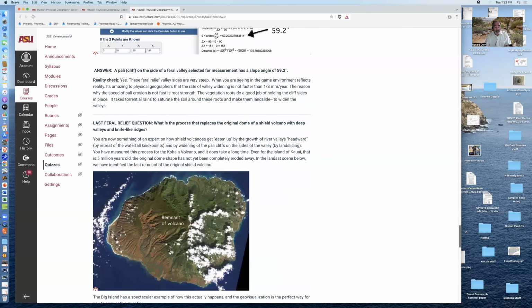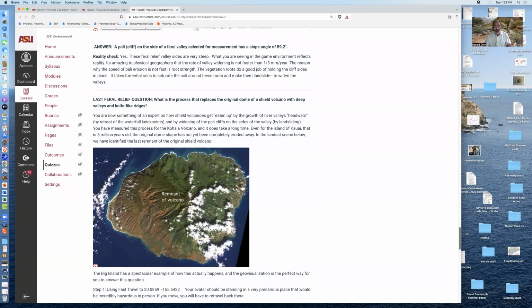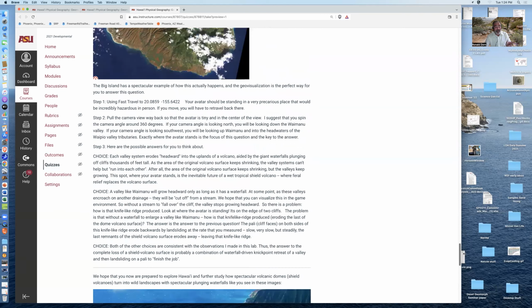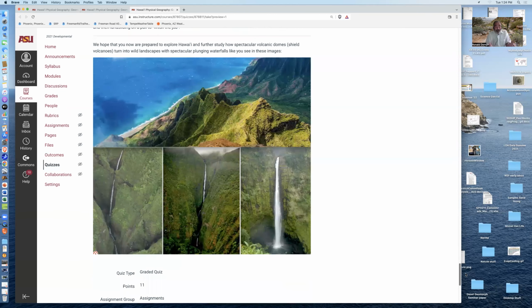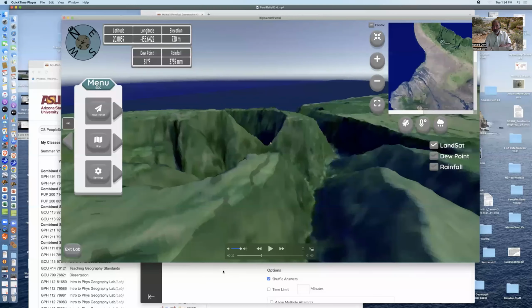And then the last question is, what's the process that leads to the replacement of the original shield dome with knife-like ridges and deep valleys? In other words, you understand how the valleys eat back up into the volcano like Kauai, but how do you get those knife-like ridges? And this is what we're shooting for: a landscape of waterfalls with the knife-like ridges like you see on the island of Kauai. And this is what is just beginning to happen on the Big Island.